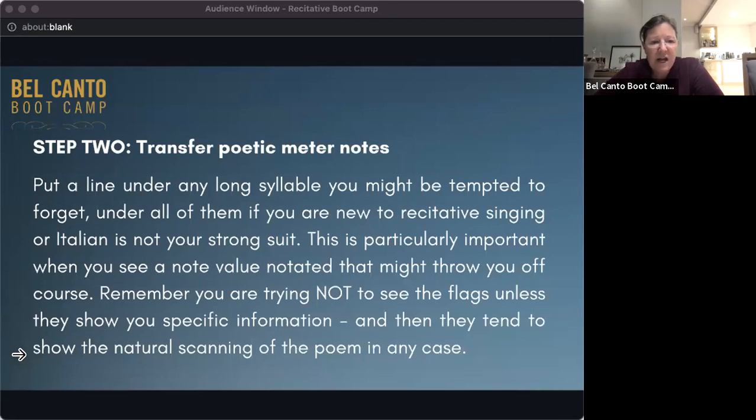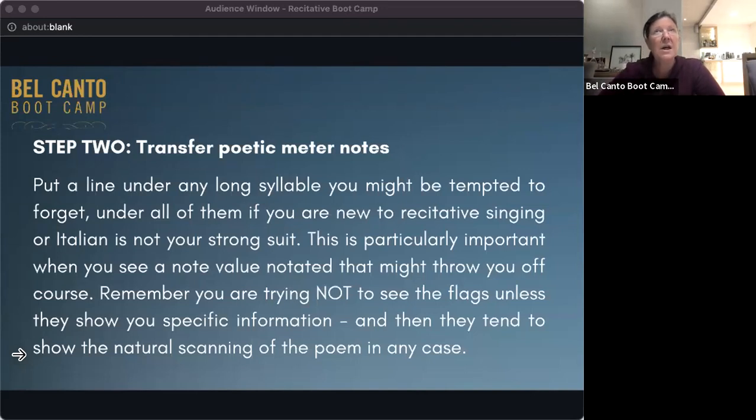Put a line under any long syllable you might be tempted to forget, under all of them if you are new to recitative singing or Italian is not your strong suit. This is particularly important when you see a note value notated that might throw you off course, right? That is, you see a short note, like a 16th note notated, but you know it's a long syllable. Remember, you are trying not to see the flags unless they show you specific information, and then they tend to show the natural scanning of the poem in any case.